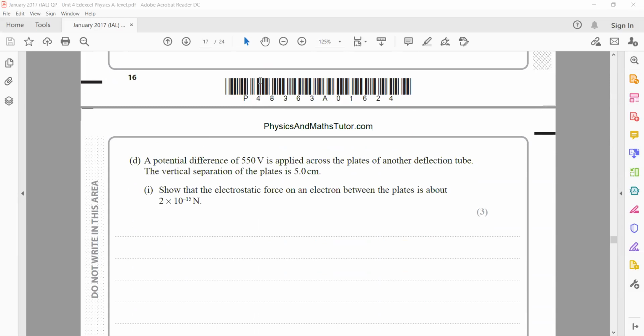A voltage of 550 is applied across the plates of another deflection tube, and the vertical separation of the plates is 5 centimeters. Show that the electrostatic force of attraction between the plates is about 2 × 10^-15. So we have the voltage, we have the distance. So how do we find it? E is equal to F over Q, so F is equal to E multiplied by Q.